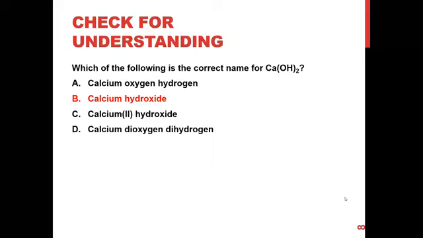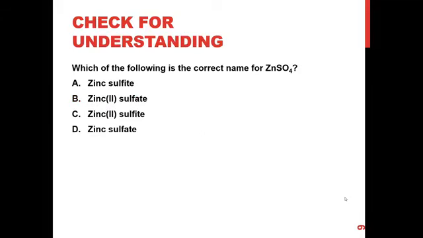The correct answer in this case is B, calcium hydroxide. The positive ion is Ca2+, the negative ion is OH1-. Ca2+ is the calcium ion, OH1- is the hydroxide ion. The appropriate name for the compound is calcium hydroxide. Let's look at another example.